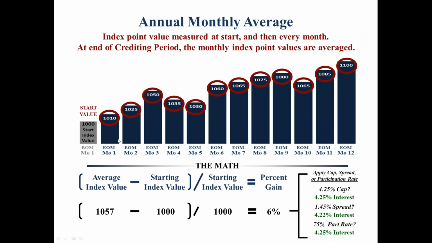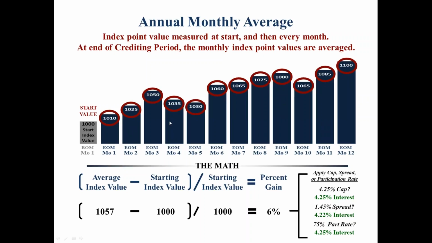Monthly averaging tends to work well in market scenarios where they start out like this, and watch my cursor, and they go way up in the middle, and then they come back down. That tends to be where averaging will beat a point-to-point. Does that make sense to you, Vitaly? It does.